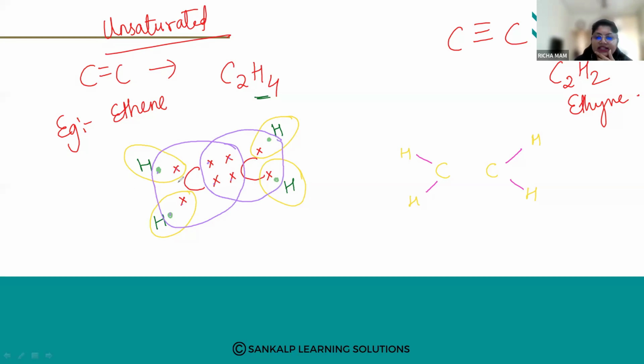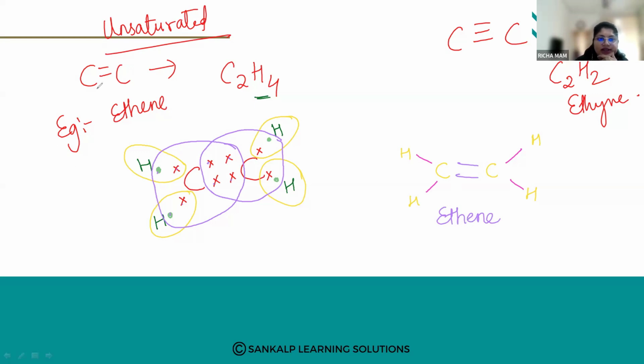So how is the carbon satisfying its octet? By mutual sharing of electrons. So what is it forming? It is forming a double bond like this. So this is ethene. I hope it is clear. So this is the electron dot structure of ethene. Clear up to here?